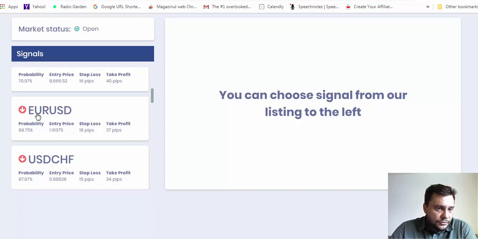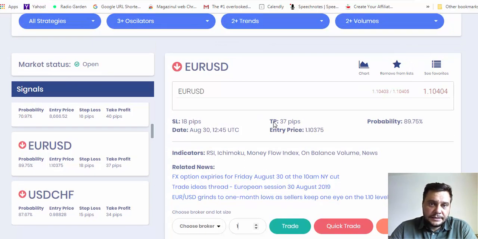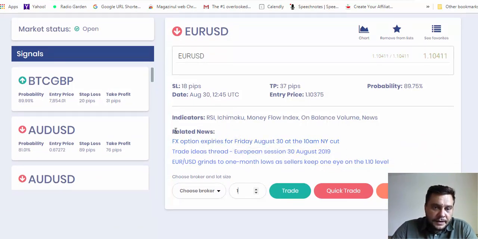Let's go and place some trades for today. We have Euro USD. Let's set one lot in volume. As you saw in my previous video, I set up all the indicators, and the software will choose the best indicator for my trade. And here are the related news: FX option expires Friday, August 13 at 10 AM. Based on this information, the software makes a decision. So let's choose this one.